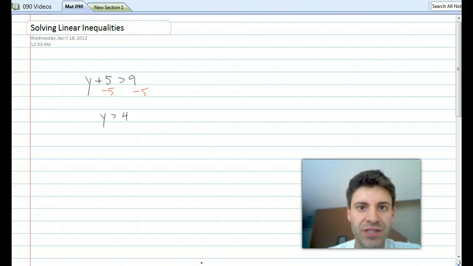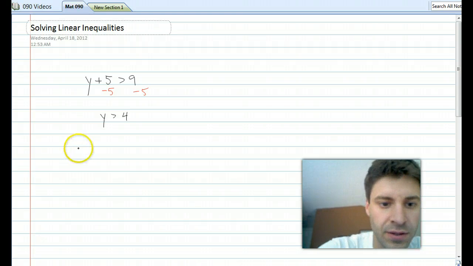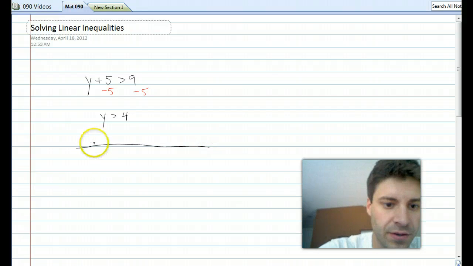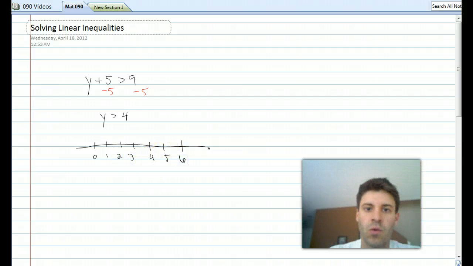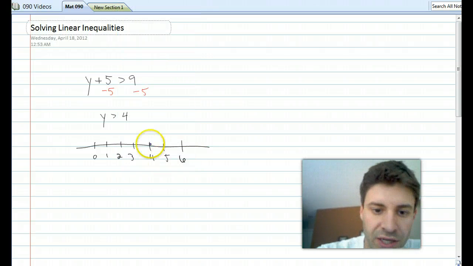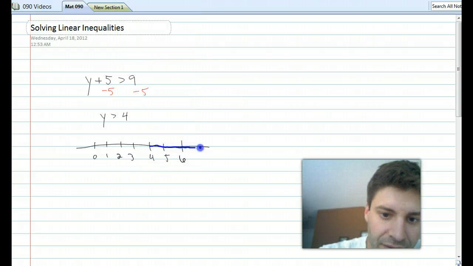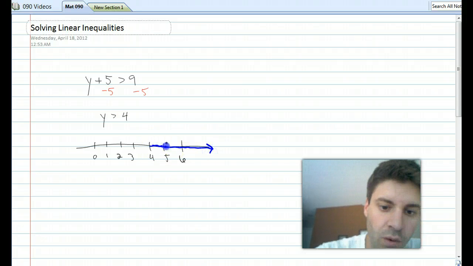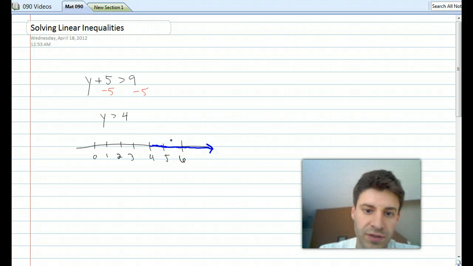Now, one way to represent what our solution y is greater than 4 looks like is on a number line. So let's say we have a number line here. We'll say this is y equals 0, 1, 2, 3, 4, and so on. Now, y is greater than 4 is going to be represented by everything to the right of 4 on this number line, because everything to the right of 4 is greater than 4.